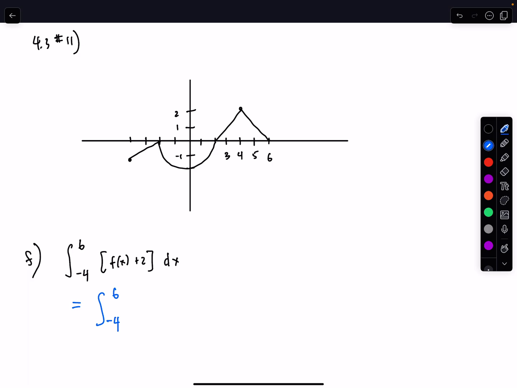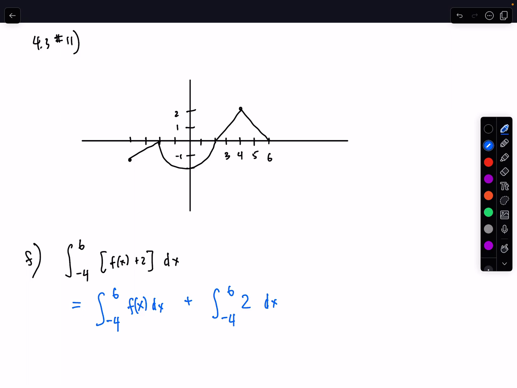You could redraw the picture and just shift everything up 2. That would also work. But to me, just looking at it, I'd rather just work with what I'm given already. Those are pretty easy to solve, and then do the separate integral. Okay, so this would be the integral of f of x dx, just straight using the picture. And then I'm going to do a separate integral from -4 to 6 of just 2 dx.